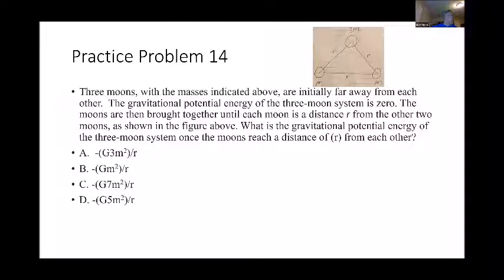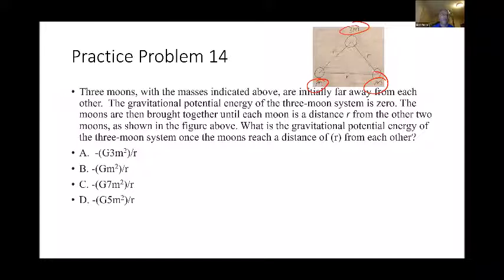All right, so here's another one. This is question number 14. 3 moons with masses indicated above. So mass 3m, mass m, and mass m are initially far away from each other. The gravitational potential energy of the 3 moon system is 0. The moons are then brought together, so they're moved close together, a distance of r. Notice they're all a distance of r from each other. What is the gravitational potential energy of the 3 moon system once the moons reach a distance of r?